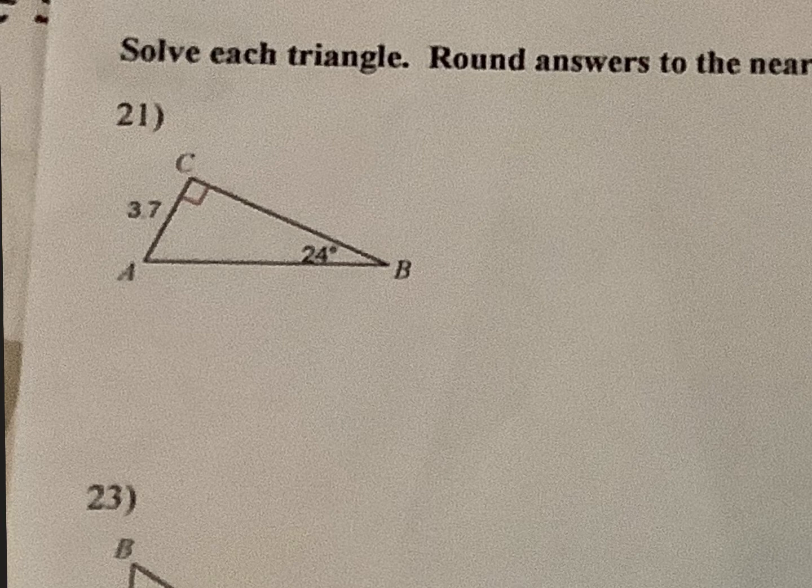All right, so we're solving the right triangle. We have to find the two missing sides and our missing angle. Since we have one angle, let's find the other angle first, right? Angle A is going to be equal to 90 minus 24, making it 66. So that angle is 66 degrees.